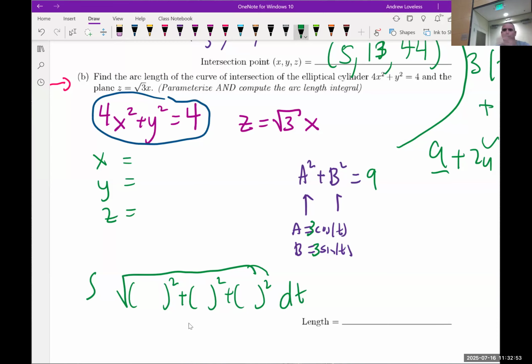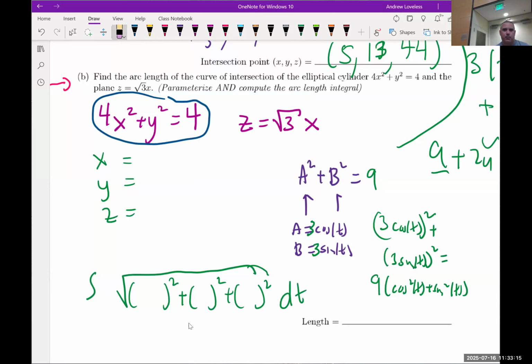because you get 3 squared plus the same thing squared, so you factor out the 9. You get cosine squared plus sine squared, and you get 9. You don't have to think through that. You can just know that's the radius.